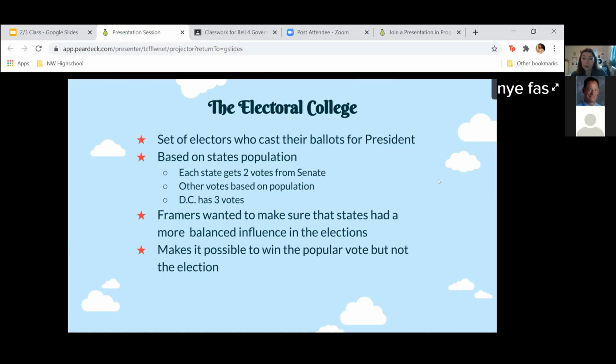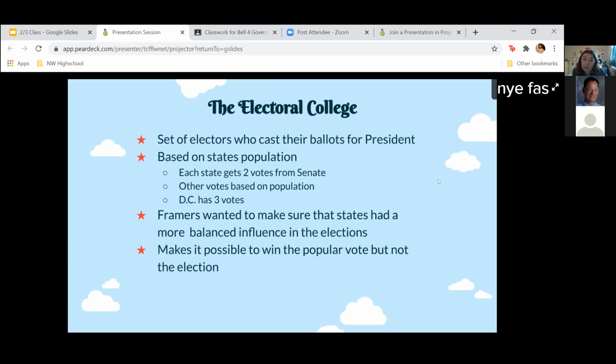The votes are based on the House of Representatives, or how many representatives you have, which is based on population. So even the smallest state gets at least 1 vote, because they have at least 1 member in the House of Representatives. Bigger states have more people in the House of Representatives, so they get more votes. The only non-state that has votes is the District of Columbia. DC has 3 votes in the Electoral College.